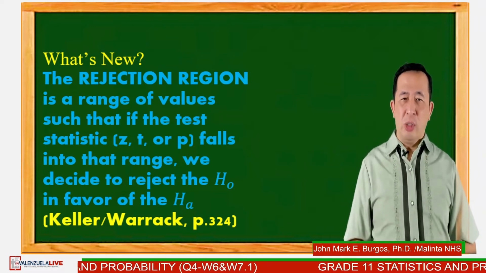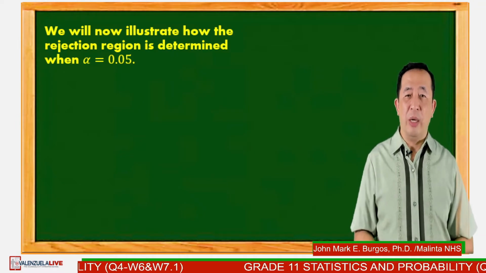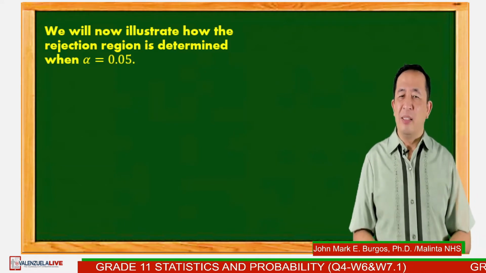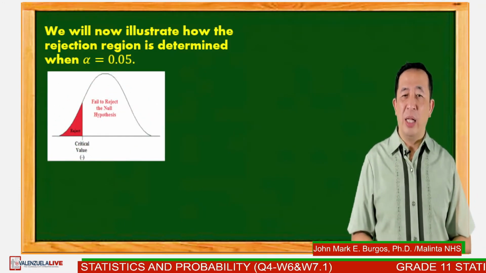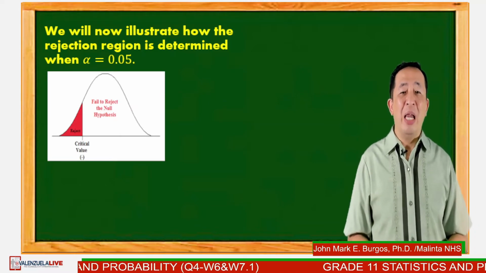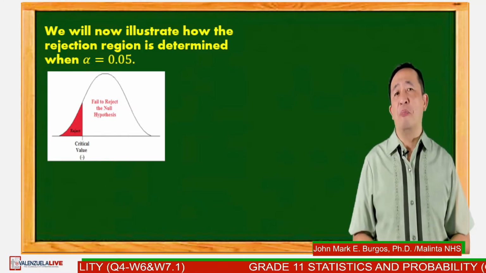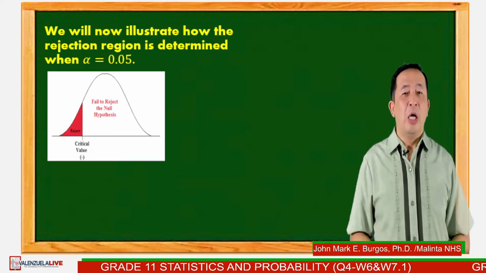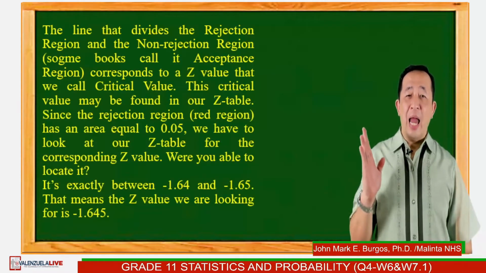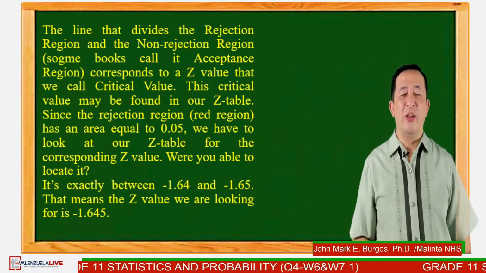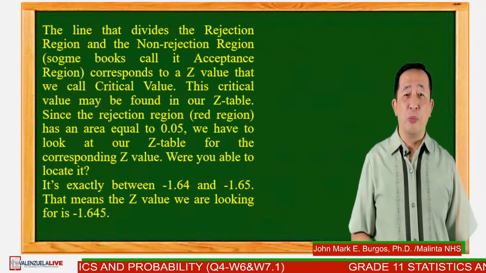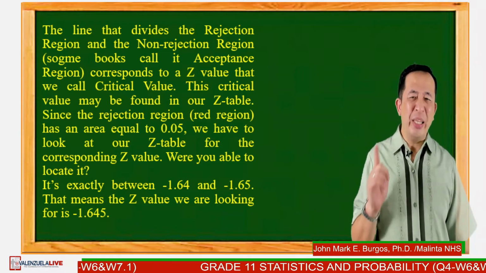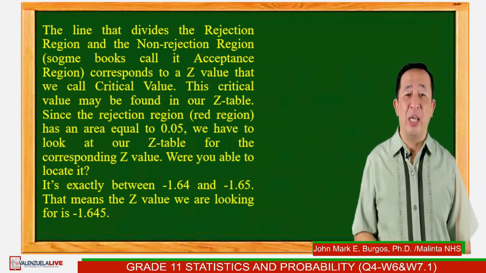Now, we will illustrate how the rejection region is determined when alpha is equal to 0.05. For a left-tail test or one-tail directional test, the rejection region will have an area equal to 0.05 at the extreme left side of the normal curve. You can see the figure below. The line that divides the rejection region and the non-rejection region corresponds to a z-value that we call the critical value. This critical value may be found in our Z table.